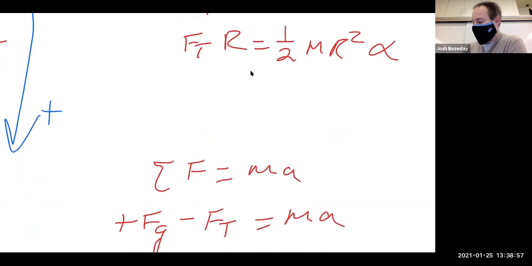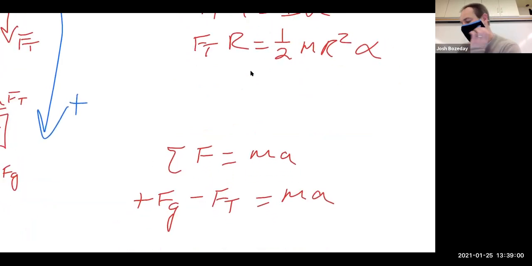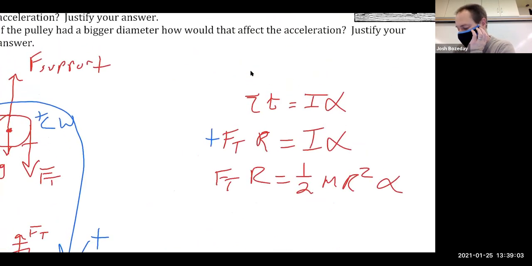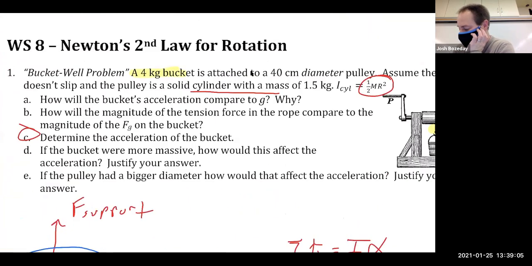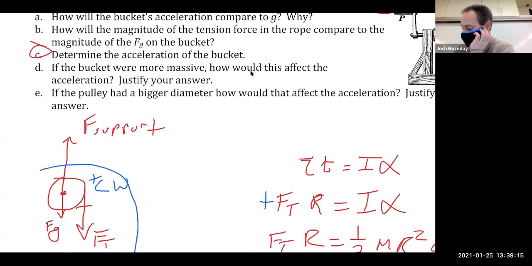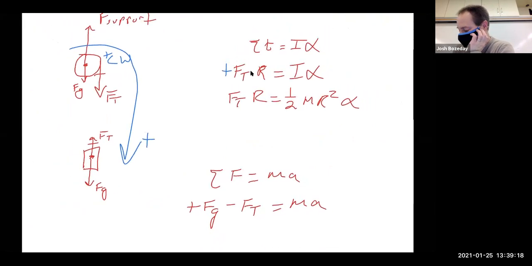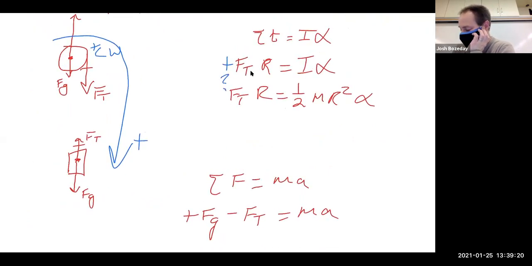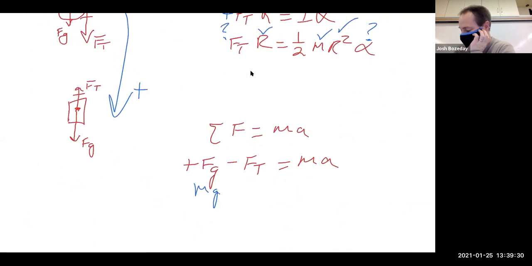Now let's do a little check-in on what values we have. If we look up at the top, we've got the mass of the bucket, the radius or diameter, and the mass of the pulley. Those are the three values we have. So let's take a look down here. In our two equations, force tension is a question mark, radius we've got, mass we've got, alpha is a question mark. Force gravity is just mg, so we've got that. Force tension is a question mark.